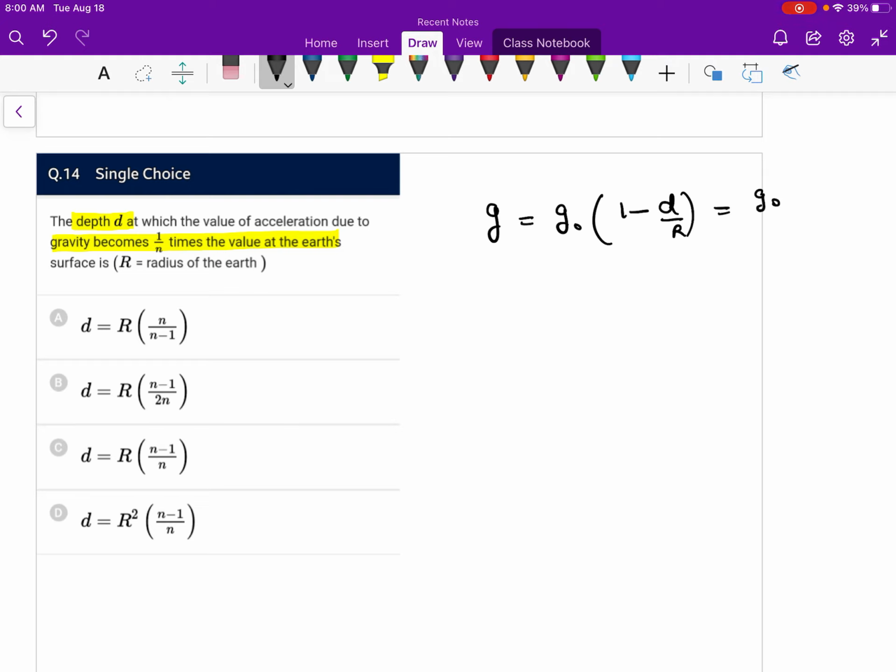Now we want this to be g naught by n, so 1 minus 1 upon n is d by r, so d is (n minus 1) upon n into r. So C is the correct option.